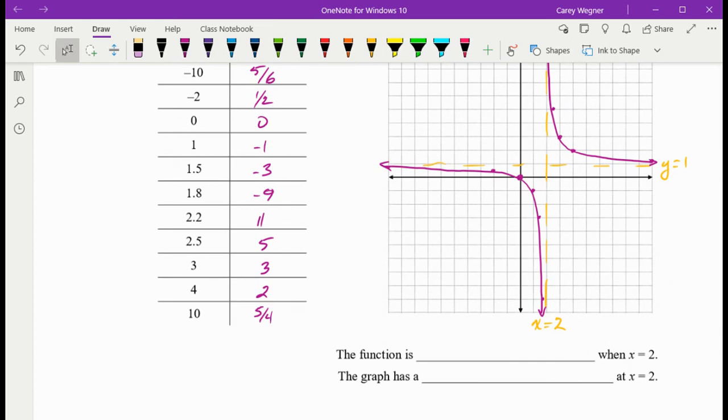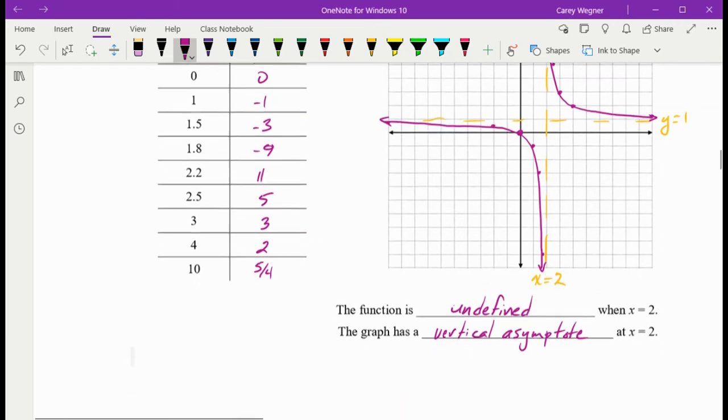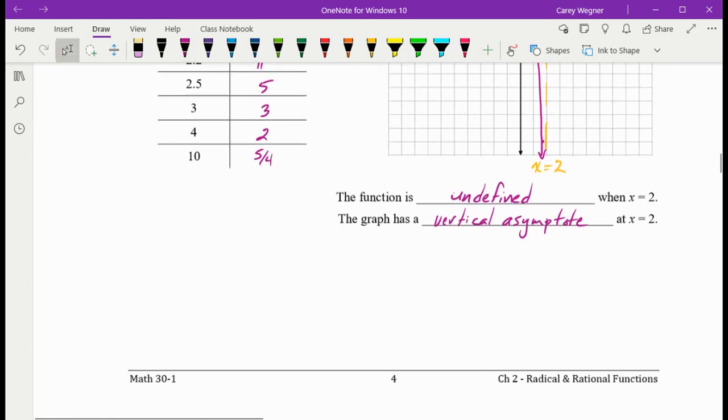So we would say that when x is equal to 2, well, we said that the graph has a vertical asymptote. So we would say that the function is undefined when x is equal to 2. And that's how we'd fill in those two blanks. Let's look at the next page.